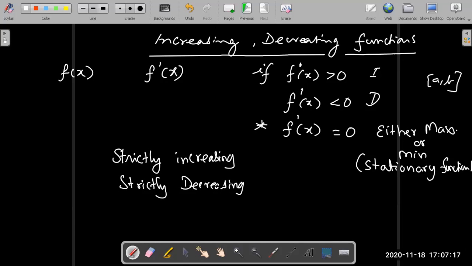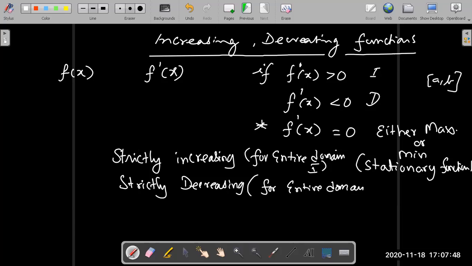Strict means it is not just for one part, it's continuous. So strictly increasing, for all the intervals it will be increasing. Simply that means for the entire domain it continues to increase, then we call that strictly increasing. Similarly, for the entire domain, if it continues to decrease, then we call it strictly decreasing. So what does it mean?